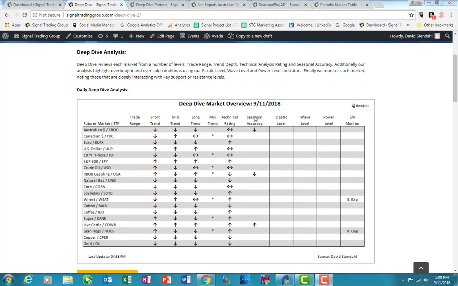Hey there, it's David Stendahl with tonight's Deep Dive. It is September 11th, 2018, and I'm going to take a look at Australian dollar.